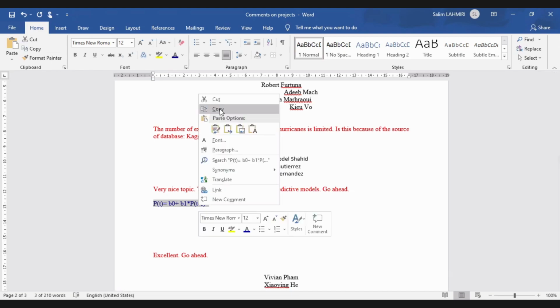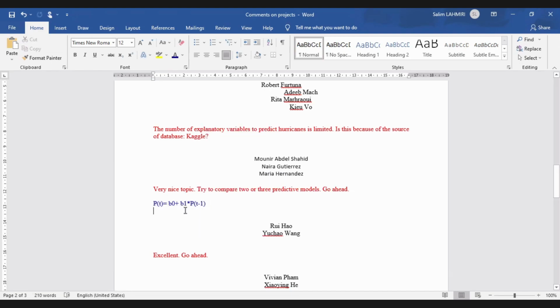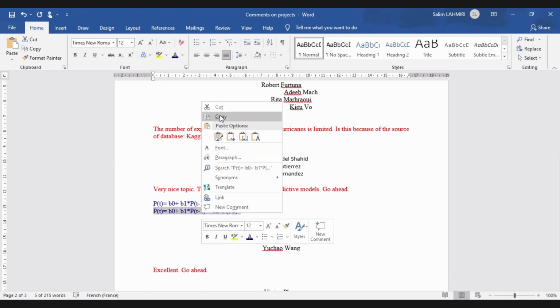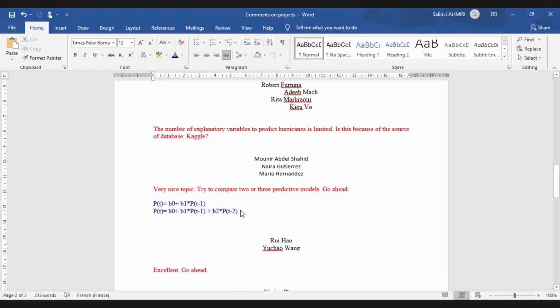Regress P_t on additional lag values of P_t. You do not have a choice because you have only one variable. So it would be like t minus 2. Yes, exactly. Okay. B2 times P t minus 2. This is what we call an autoregressive model. Okay. Autoregressive model.